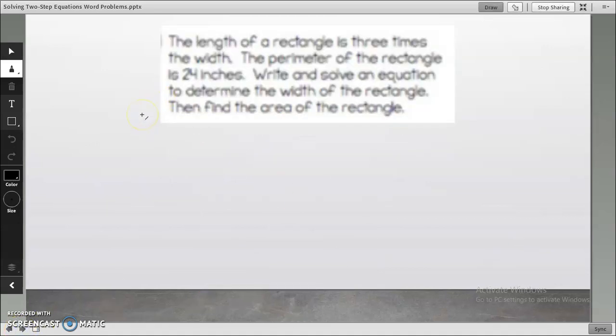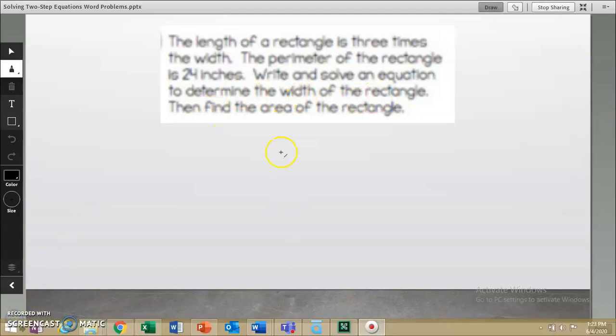Oh, this one's a little blurry. I'm sorry about that. It says the length of a rectangle is 3 times the width. The perimeter of the rectangle is 24. Write and solve an equation to determine the width of the rectangle. All right, so this time we're going to ask for multiple things. We have to write and solve an equation to determine the width of the rectangle, and then we have to find the area of the rectangle.